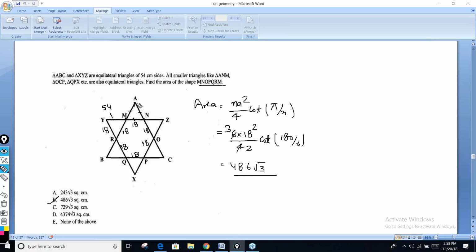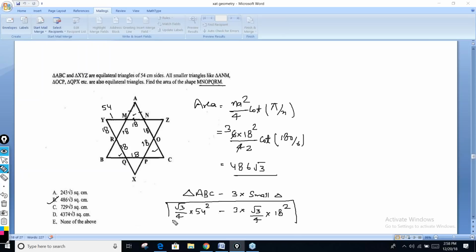Otherwise, what you could have done is find the area of triangle ABC and subtract the area of these three small triangles. So if you do not know the direct formula, you can do this also. 3 into the small equilateral triangle. The area of triangle ABC is root 3 by 4 side square. The bigger side is 54 and the smaller side is 18. So we can do this also. One and the same thing. But if you know the direct formula, that is again much easier. Okay, so the answer is 486 root 3. Come to the next one.